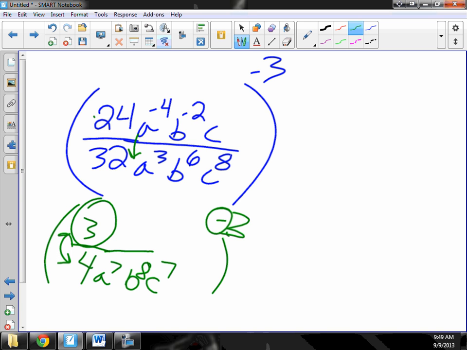So 3 to the third is 27. The negative is going to drop it down to the denominator.